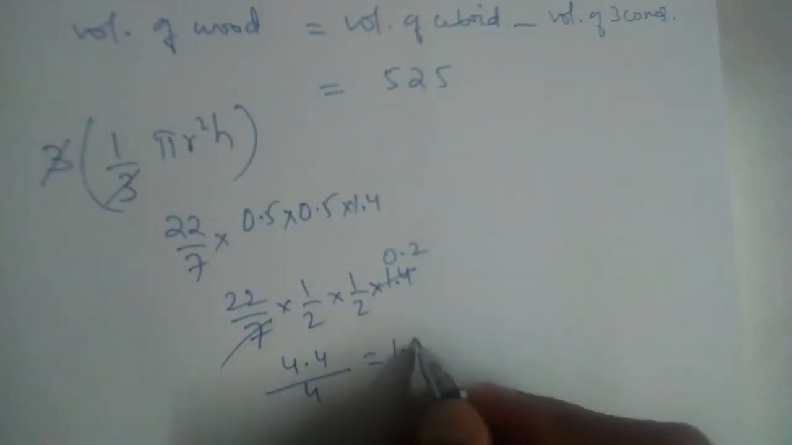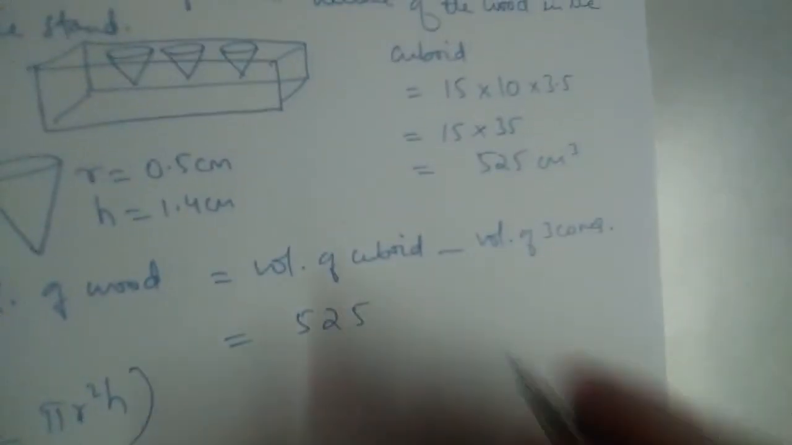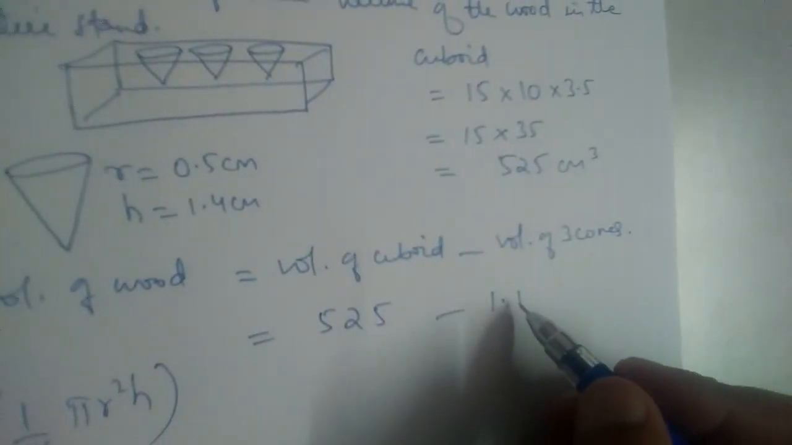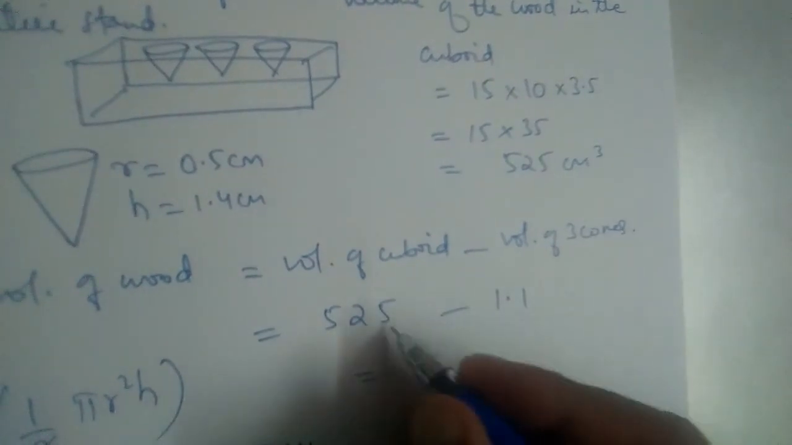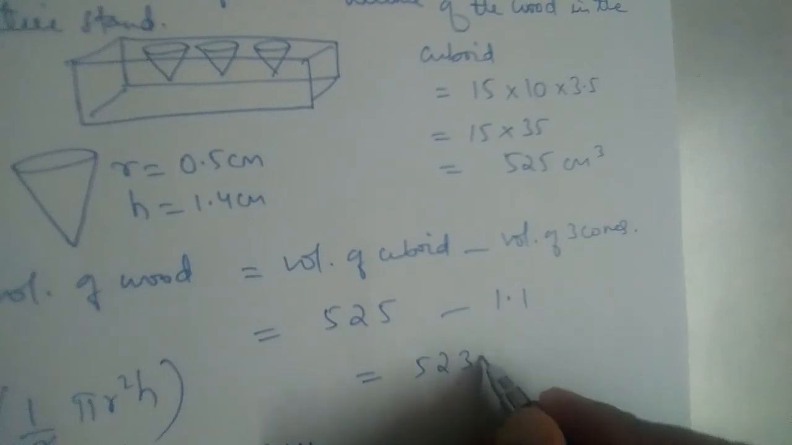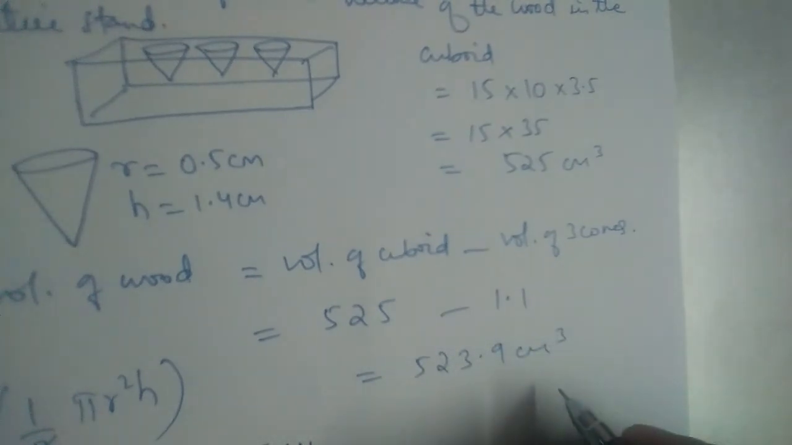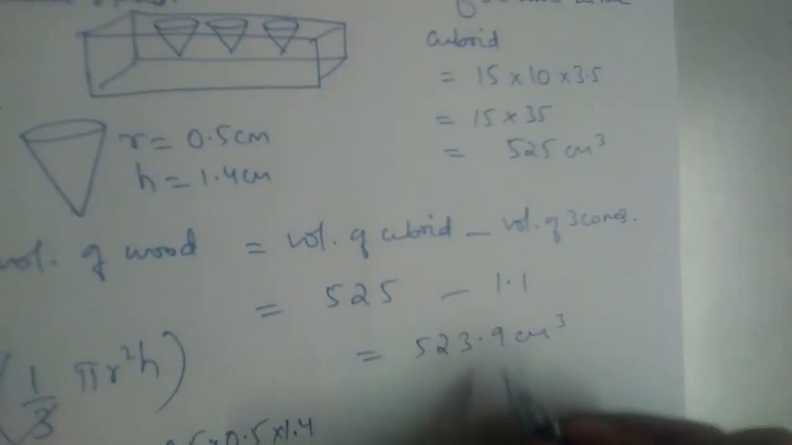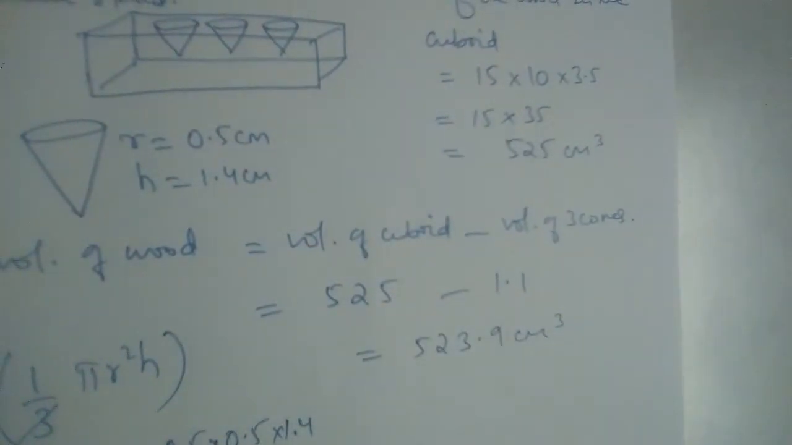So if we divide this, we'll have 1.1. So minus 1.1 here, right? So the volume of three cones is how much? 1.1 centimeter cube. So 525 minus 1.1 will give us 523.9 centimeter cube. All right. So the volume of this wooden pen stand is 523.9 centimeter cube.